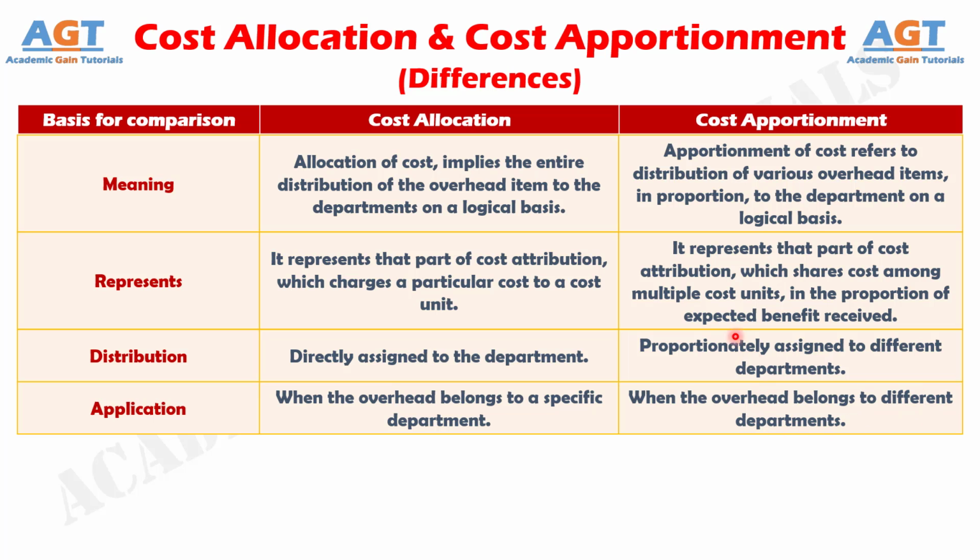Both allocation and apportionment of cost aim at identifying and assigning the cost to the cost center, but they are different. Cost allocation is the process of assignment of cost item to the cost object, which is directly traceable. On the other hand, cost apportionment is for those indirect cost items, which are left over in the process of cost allocation. So, these are the differences between cost allocation and cost apportionment.